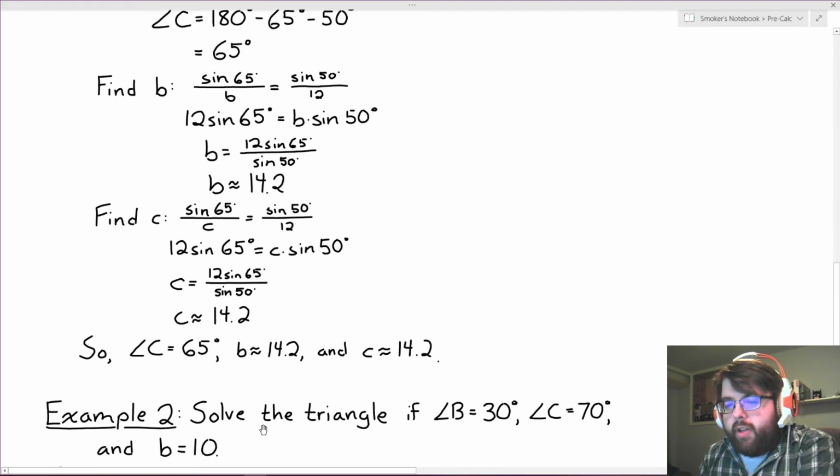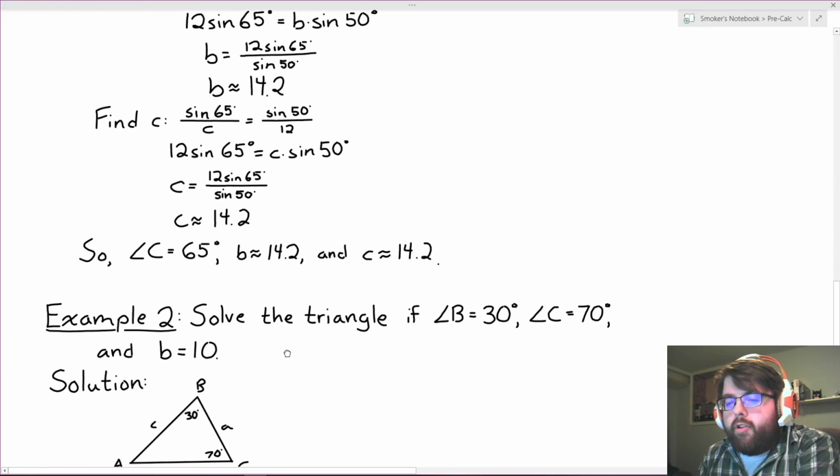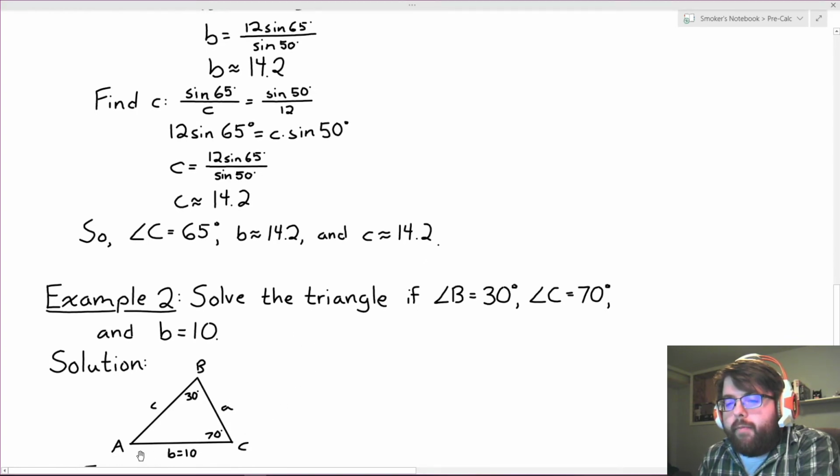So here's another one. Solve the triangle if B is 30 and C is 70 and B is 10. So angle B is 30, angle C is 70, side B is 10. Draw a sketch if you're not given it. You can just draw any sort of triangle. It does not have to be realistic size-wise as far as angle measures and side lengths go, because you don't know what they're going to be, so who knows what it's going to look like. Just draw it for visual aid if you need it.